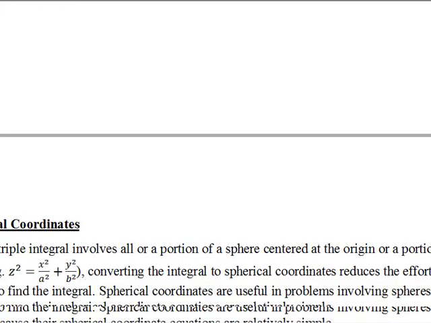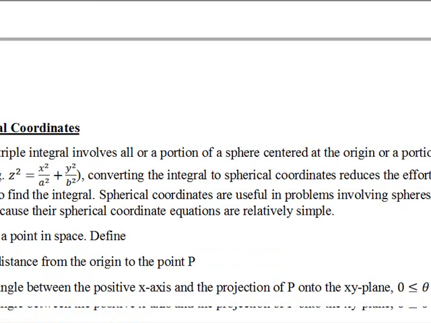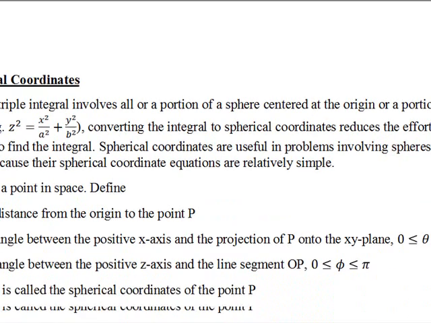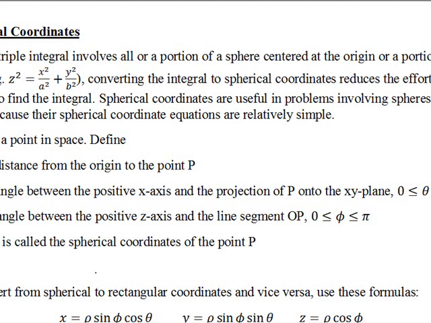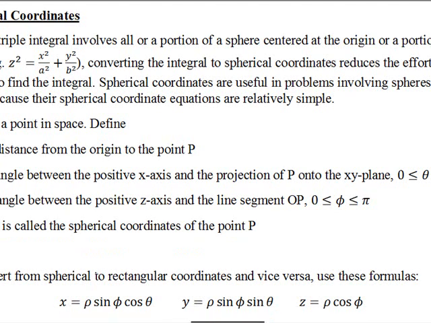We are moving on to spherical coordinates. So this one is going to be quite new to you. When a triple integral involves all or a portion of a sphere centered at the origin or a portion of a cone, and this is the formula for a cone, z squared equals x squared plus y squared, and these denominators are constants.